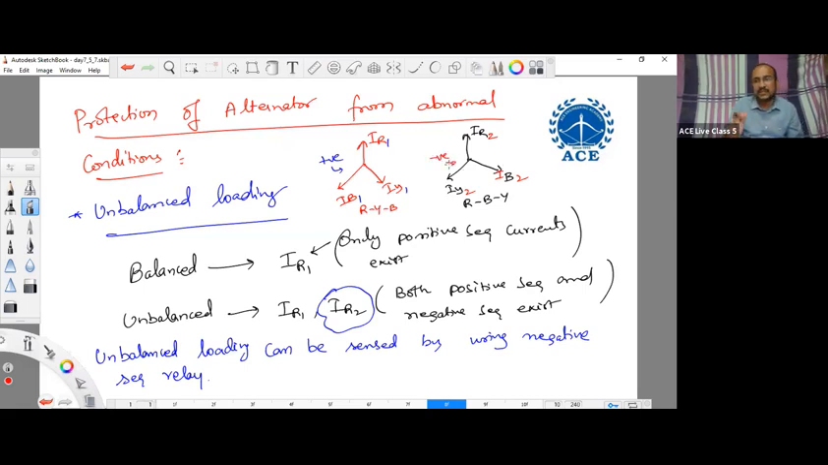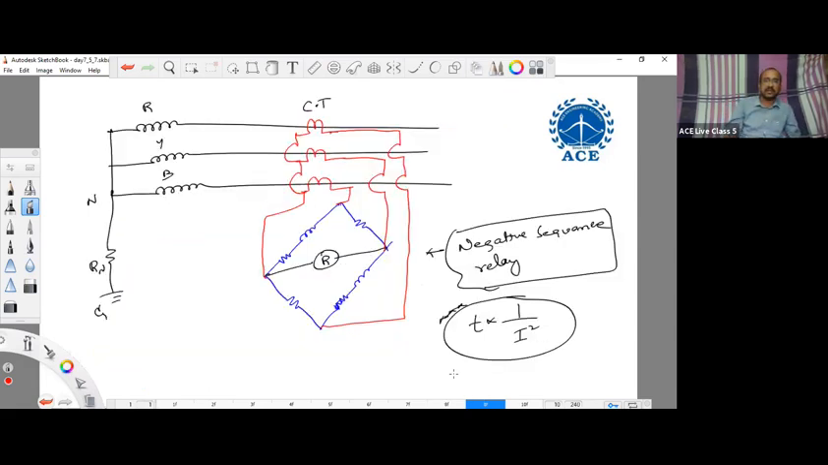So whenever the loading is balanced, there will be only positive sequence currents. But whenever the loading is unbalanced, there will be positive sequence and negative sequence currents. So unbalanced loading can be sensed by using a negative sequence relay. Here the time of operation is inversely proportional to what? Square of the current. Understood my point?